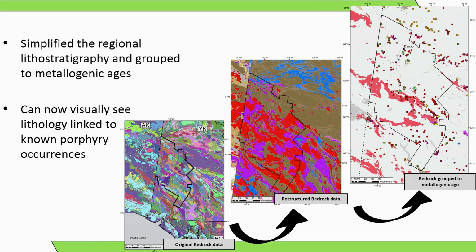So like I said before, you would start with your original bedrock data. Restructuring this data, as well as using a 4D analysis, you're able to reconstruct your regional area and get a better understanding. Also derive possible metallogenic events that could be occurring there or magmatic belts. Using previous literature or provided data like the deposits and prospects, you're able to group this into metallogenic ages. Now this is great because now we can visually see how lithologies are linked to the known porphyry occurrences in our area.